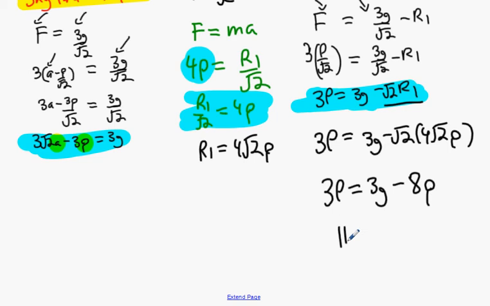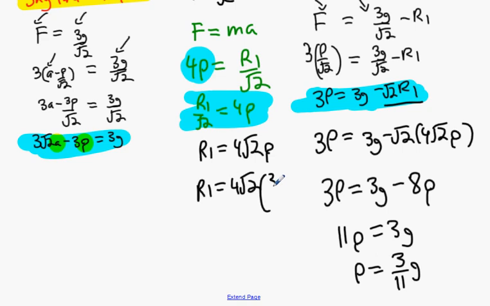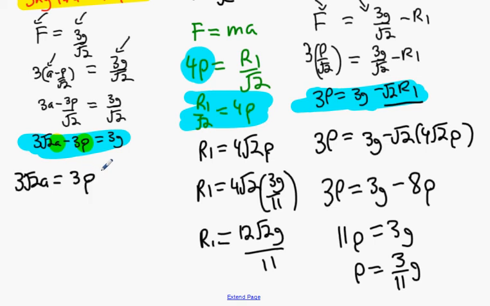And then finally, trying to find out what a is. 3 root 2a equals 3g plus 3p. Oh wait, and then 3p is 9 over 11g. Are we happy with 9 over 11g? Okay, 9 over 11g for 3 times p, because it's 3 times 3g over 11. And then once that's dealt with, we're going to add on 3g. 3g is the same thing as 33 over 11g. And that's over 3 root 2a.